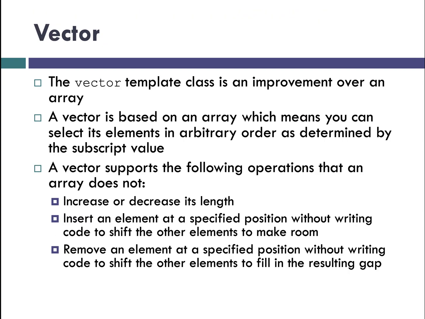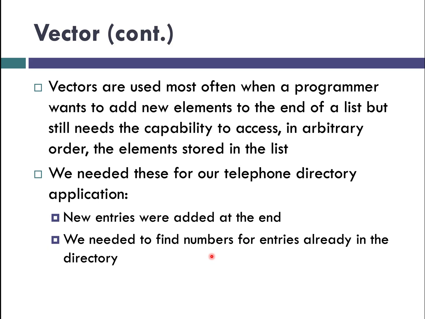So vector is a template class. It's a lot better than arrays because we can increase or decrease its length, and we can insert elements at a specific position in the middle. You can't really do that without shifting all the other elements around. And we can also remove an element from a particular place. By the way, there's a lot of work that's gone into making vectors fast, and you can compare the performance of a vector to an array, and most of the time it's just as fast.